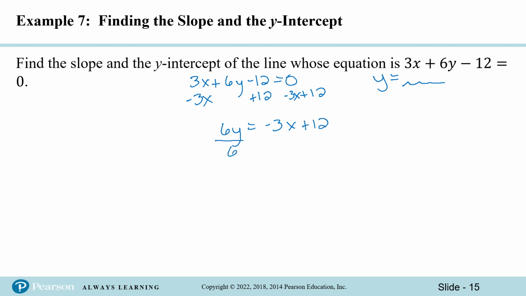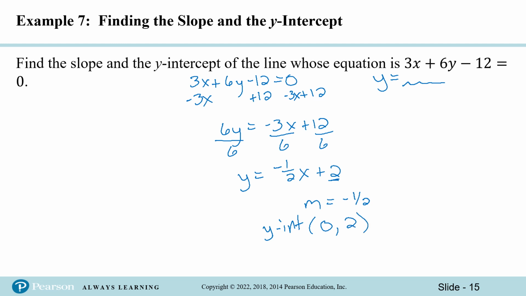But I need a plain y, not 6 times y. The opposite of multiply is divide. You're going to reduce that fraction. You have negative 1/2 x. Reduce that fraction and you have 2. So the slope will be the coefficient of the x term. In this case, it will be negative 1/2. And the y-intercept, and you know I'm picky about that, is going to be 0, 2.